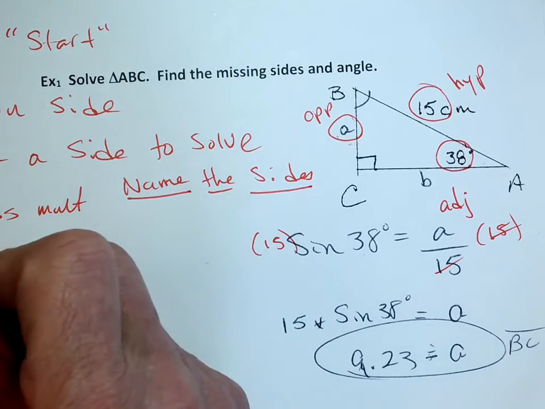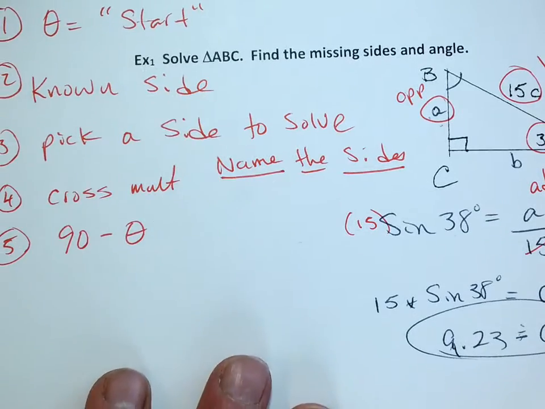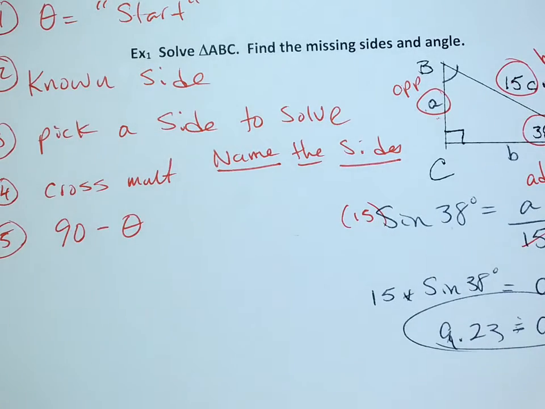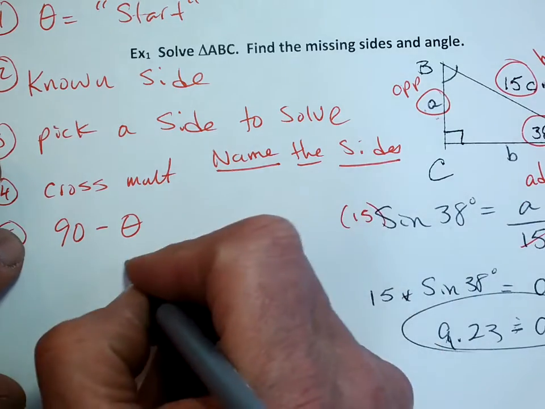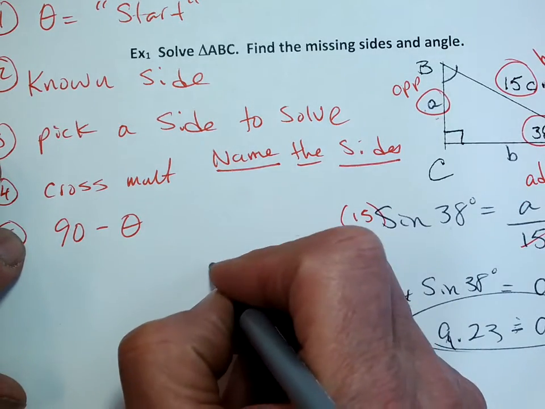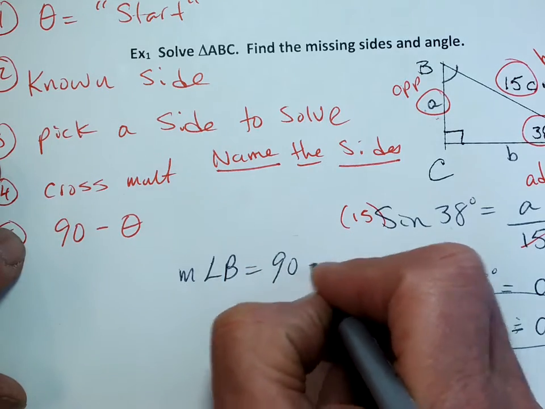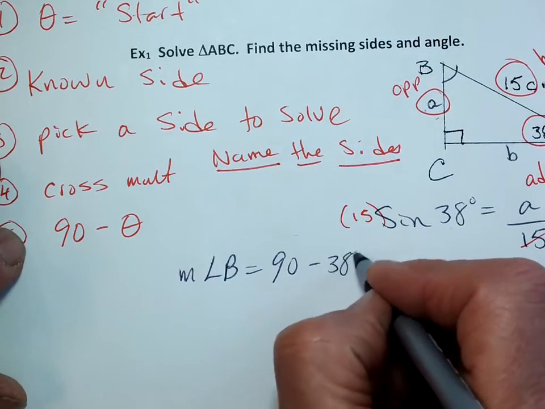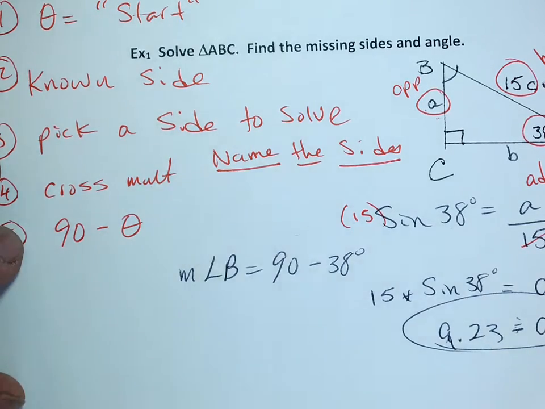Then step 5, I'm going to find the other angle. So I'm going to go 90 minus theta. That's all I'm going to do. In this case, 90 minus 38. So the measure of angle B is going to be 90 minus 38 degrees, and I get an answer of about 52 degrees.